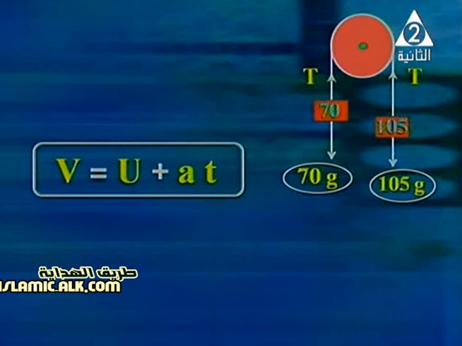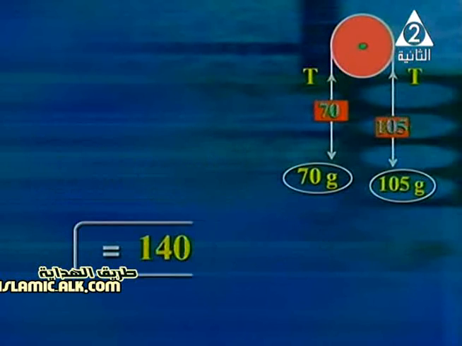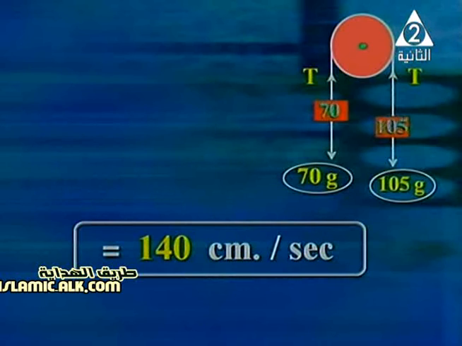This is t1. By using the first law to find the value of the velocity, v equals u plus at. At a is 196, t equals 5 over 7, initial velocity equals 0. Why? Because the velocity from the starting motion, initial velocity equals 0, then v equals 140 centimeter per second.